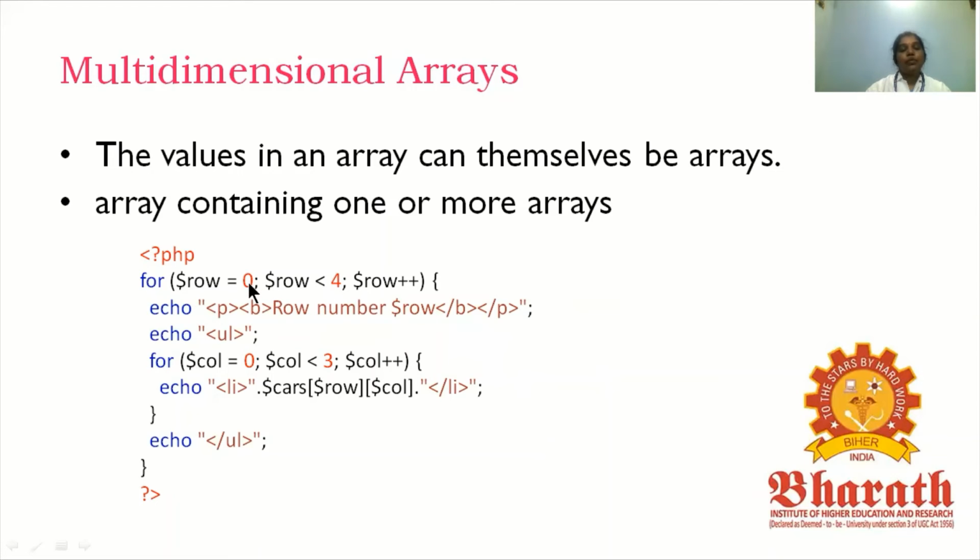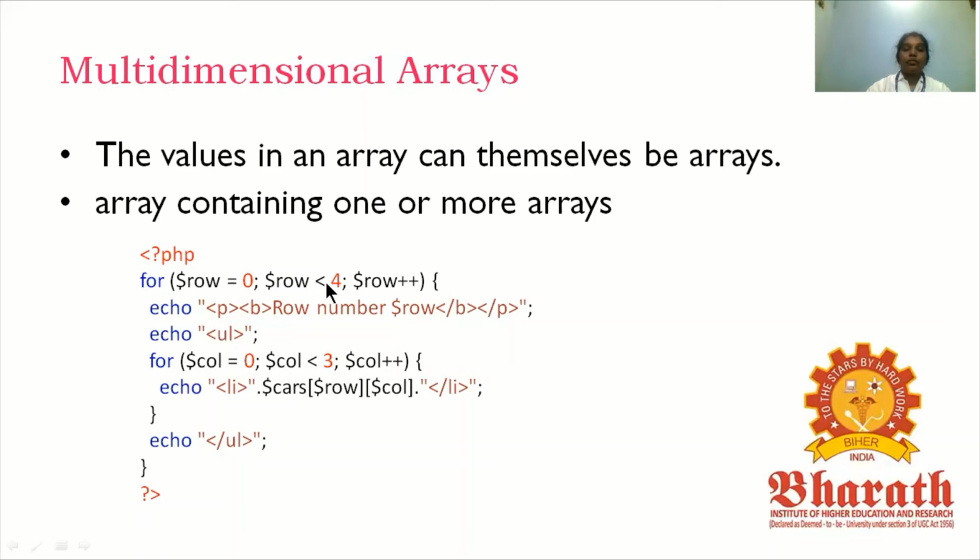So, row starts from 0 and here we are checking the condition. The first time it assigns, right? For always first evaluates the first part. First, assign 0 to the variable $row. Afterwards, in the second step, it evaluates this condition. So it checks the condition.